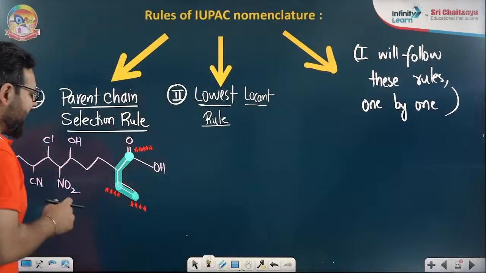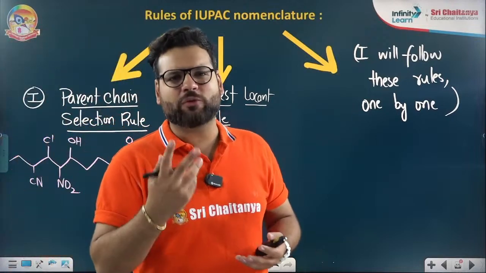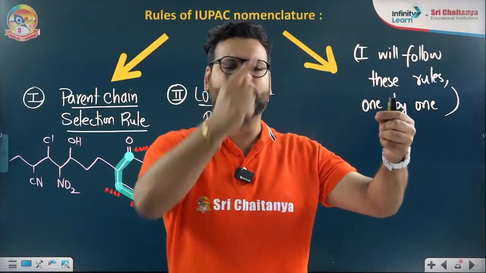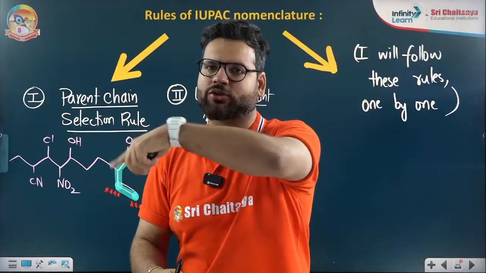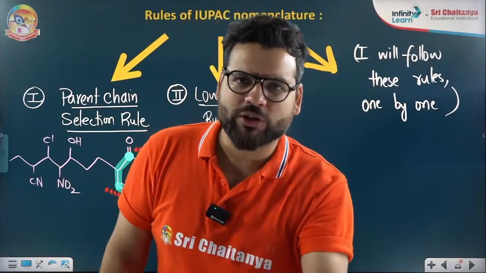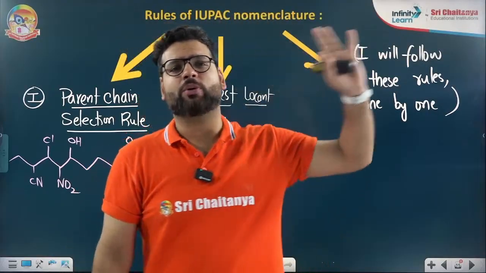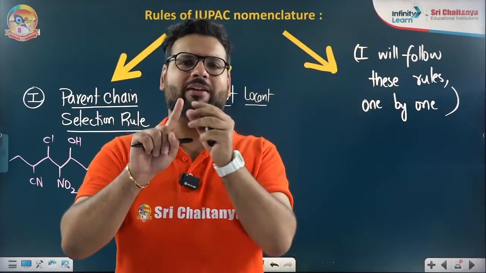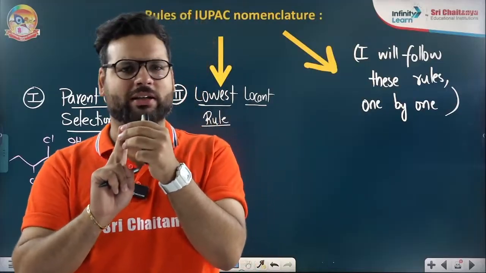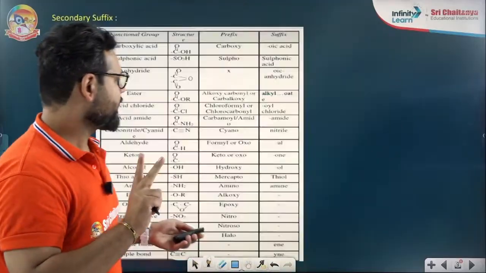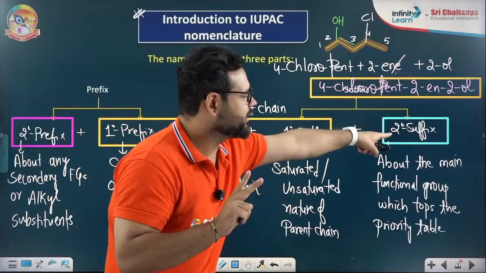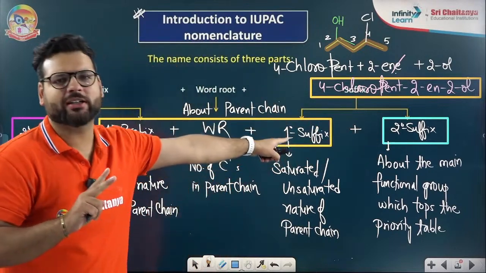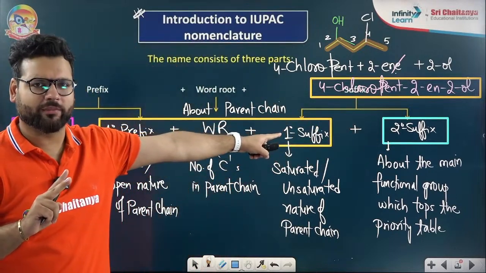Anyway, once you have chosen the parent chain, it will have two ends. This end and this end. So either numbering can start from here, 1, 2, 3, 4, 5, 6, or from here, 1, 2, 3, 4, 5, 6. Only two ways are there. The way should be chosen such that the most important person, the secondary suffix, must get the lowest number. If that is satisfied, unsaturation should get the lowest number. First, this person should get the lowest number. If that is satisfied, this person should get the lowest number, alkene or alkyne.